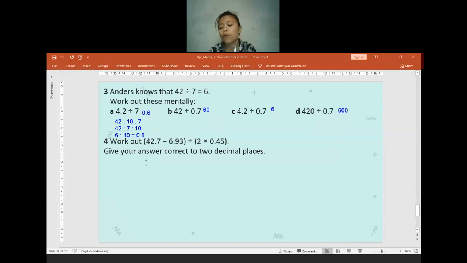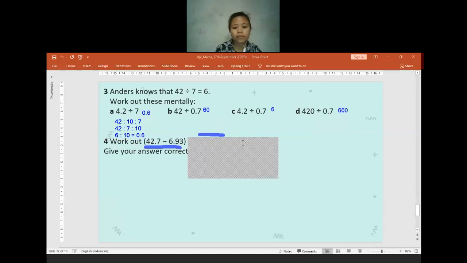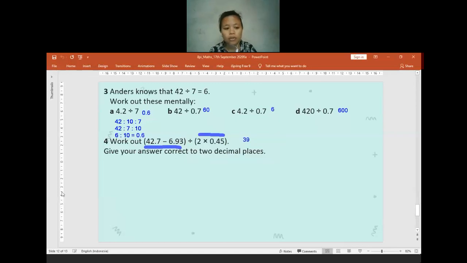No? For question 4, is there anyone who has already done question 4? We have this kind of calculation. Remember, we have to follow the BIDMAS rule: bracket, indices, multiplication, division, addition, subtraction. There are 2 brackets, so we have to solve each bracket first. We solve this calculation, and after that, we solve this calculation. Yes, correct. For the final answer, it will be 39.74.